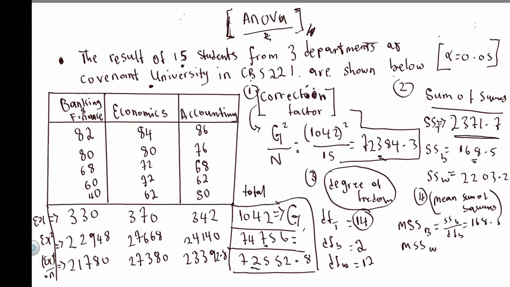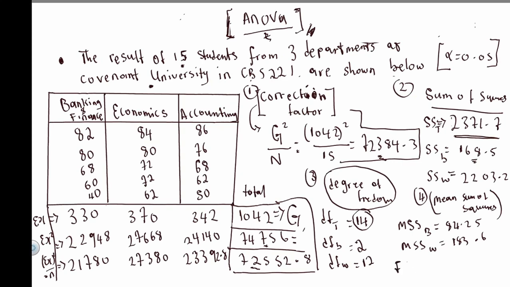Very, very simple. So let me do it here. It's just 168.5 divided by 2. Then the next one is our SS within. Of course, you already guessed it. The MSS within is just the SS within divided by degree of freedom within, which is 2203.2 divided by 12. So this value here will give us our answer. I already did mine and the answer is 183.6. So this is our MSS between and our MSS within.